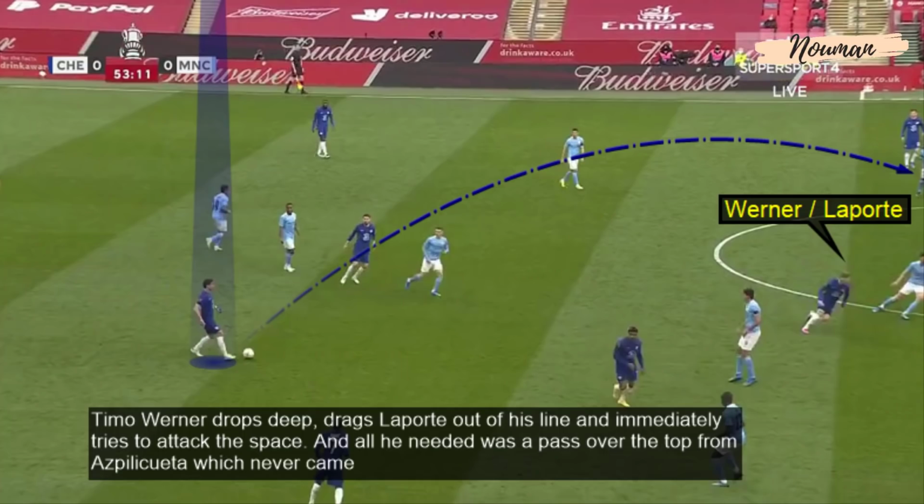Timo Werner drops deep, he drags Laporte out of his line, and he immediately tries to attack the space that was left open by Laporte. And all he needed was a pass over the top from Azpilicueta, which never came.